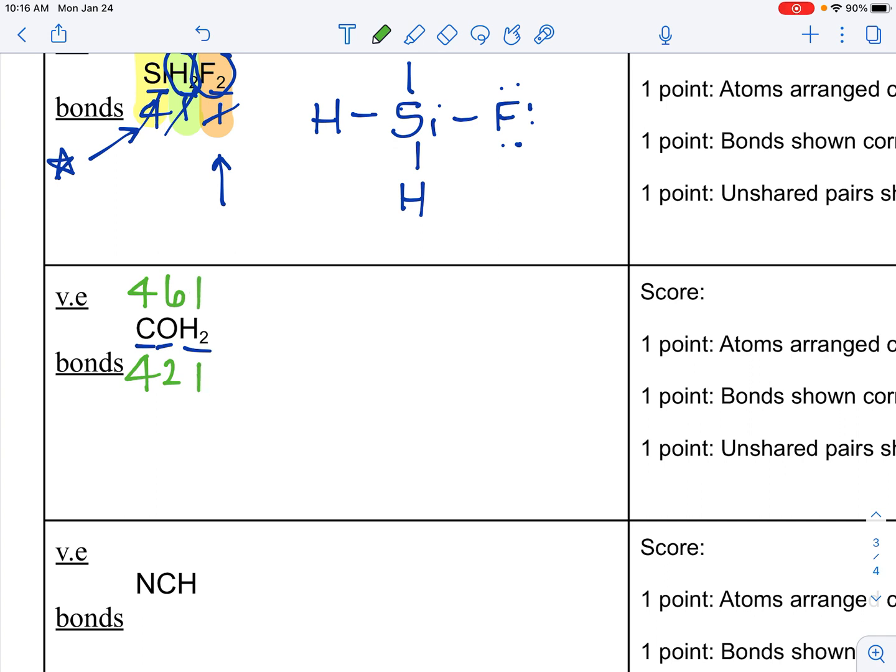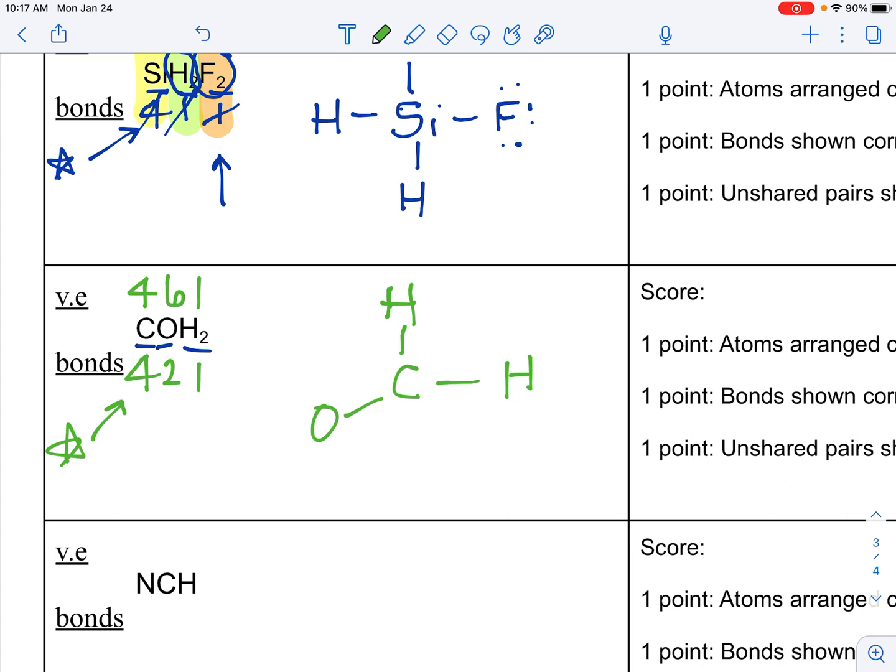Now remember, who needs the most bonds? That's the one that has to go in the middle. The one I'm starring means that one needs a lot of bonds. I'm going to put it in the middle. So carbon in the middle. And now I have 1 O to put on there and 2 H's. So I'm going to start just any way, it doesn't really matter. A single bond first. Everyone has a single bond.